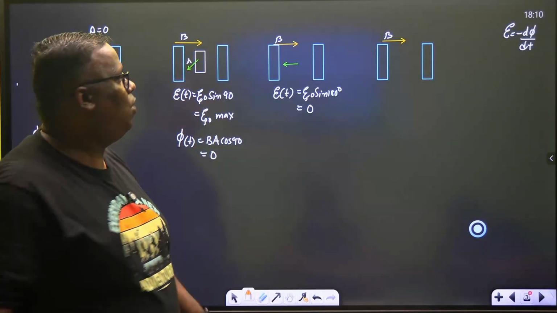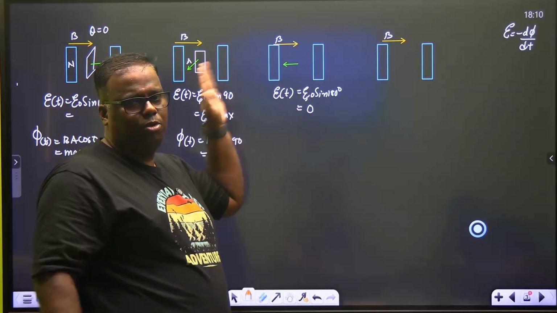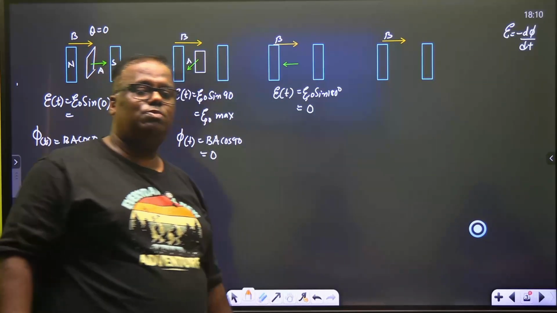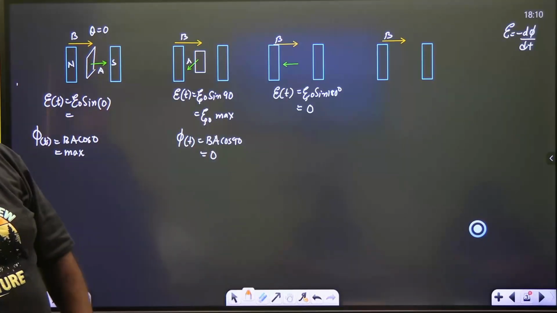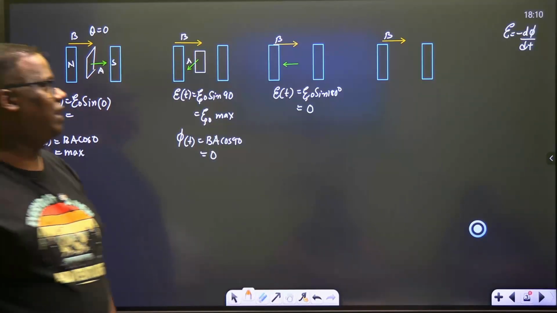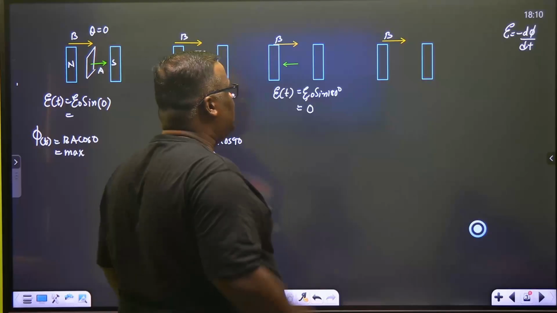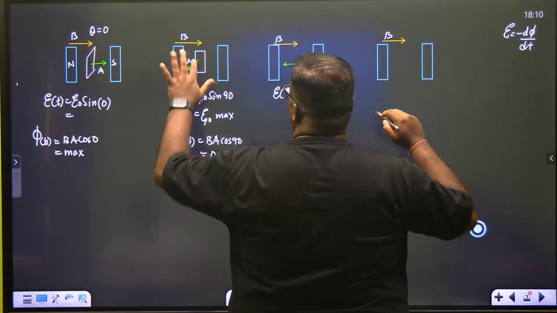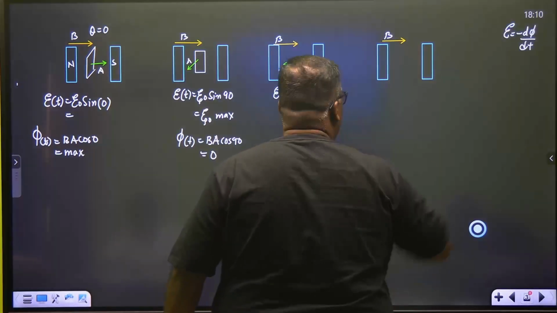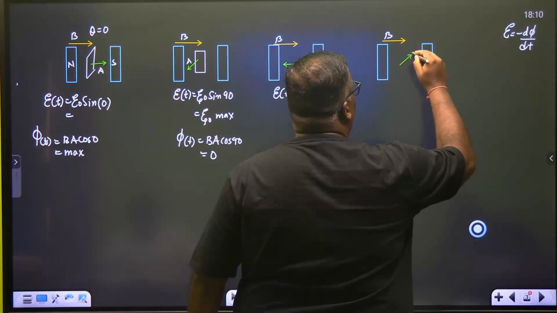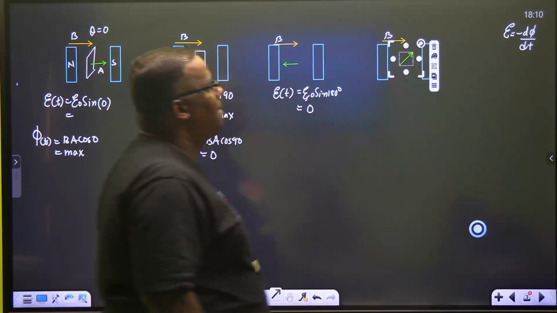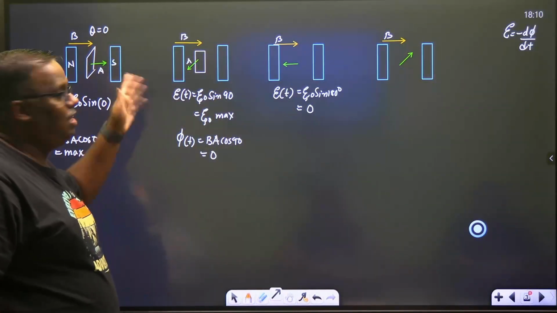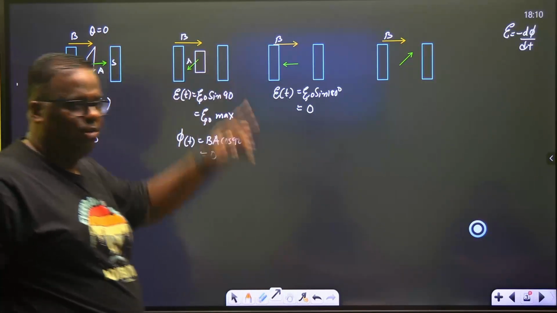And flux will now be pointing on which side? Flux is pointing on this side. But flux will be maximum, just that flux is pointing on the opposite side. Clear? Okay. The next is again the same copy of this, but there will be a small change. It will actually go in this direction. Instead of here, the area vector will go that side.